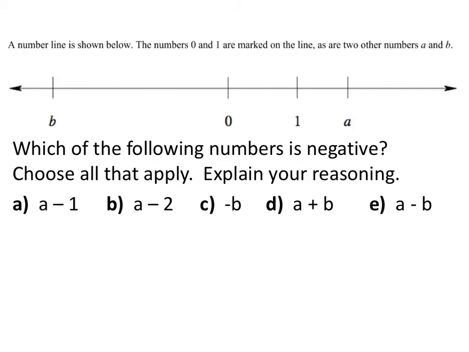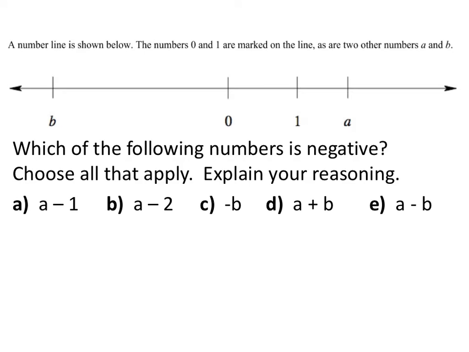So here's the number line. It's shown. The numbers 0 and 1 are marked on the line, as are two other numbers, A and B. Now we don't know the exact value of A or B. I suppose we could find it out, but it doesn't really matter. It says, which of the following numbers is negative? Also, choose all that apply. Explain your reasoning, which we will do verbally.